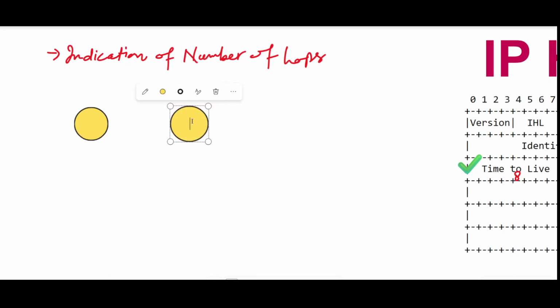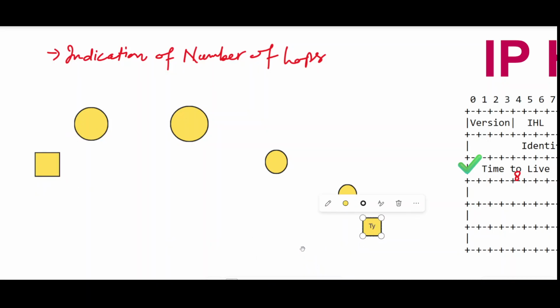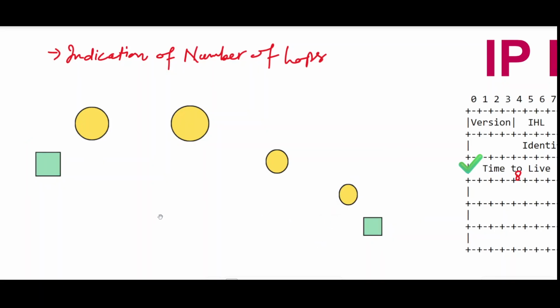Now, this is a third router. This is a fourth router. And here it is your device. Clear? This device is the source, that means the sender. This is the destination.